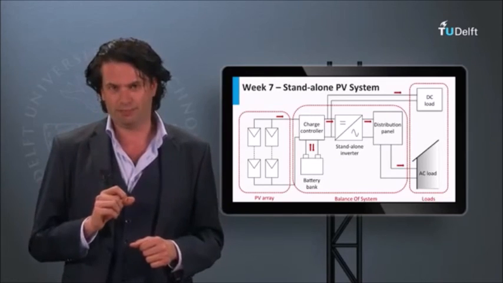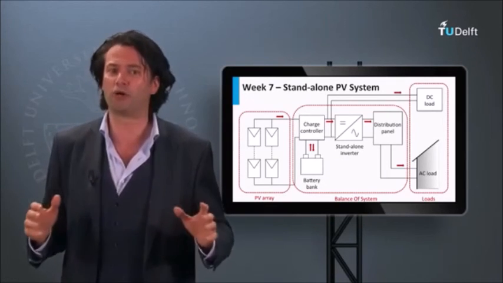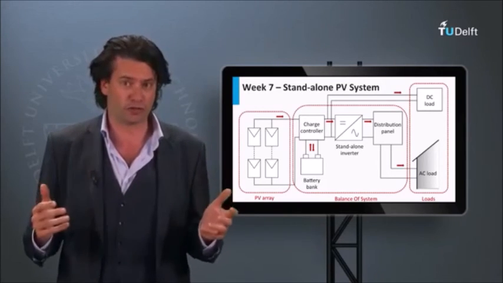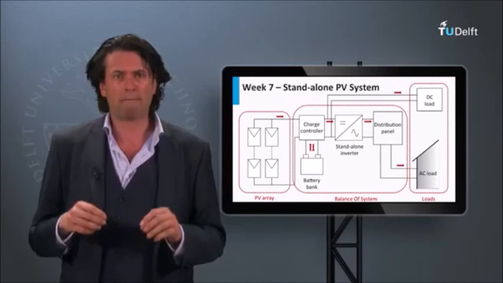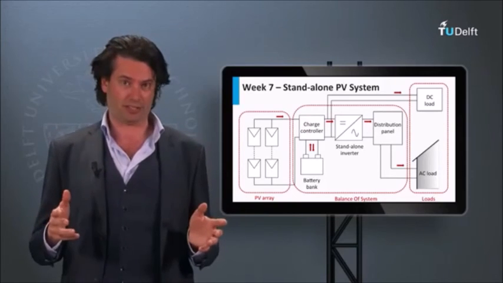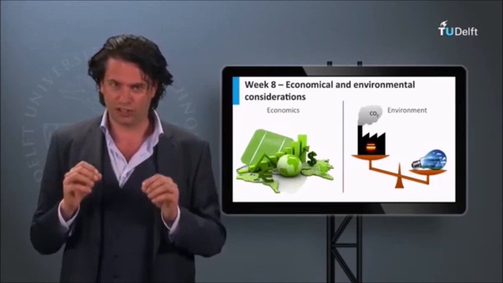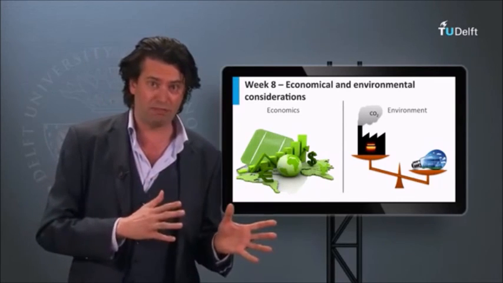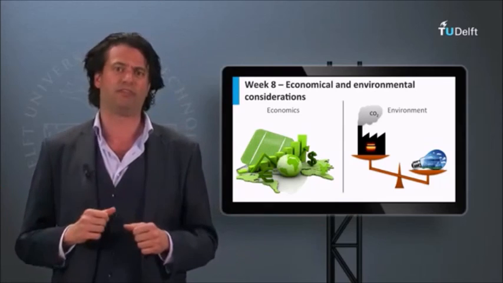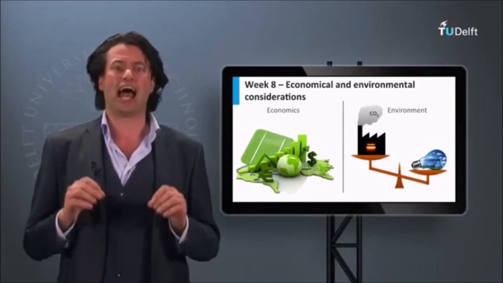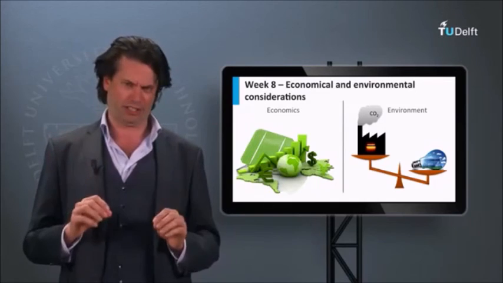In week 7, we looked at the crucial components besides the PV module that make a PV system, like inverters, charge controllers, maximum power point trackers, and batteries. In week 8, we have discussed the design rules of both a standalone PV system and a grid-connected PV system. The economic and environmental aspects have been looked into in more detail.